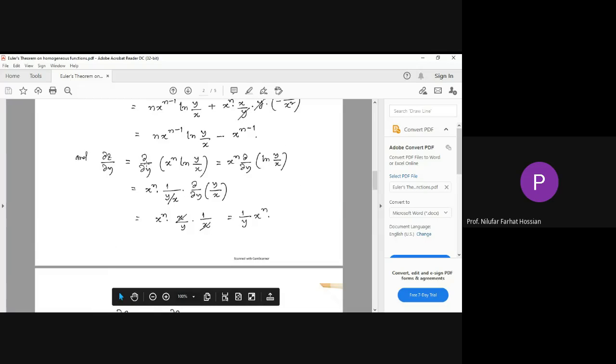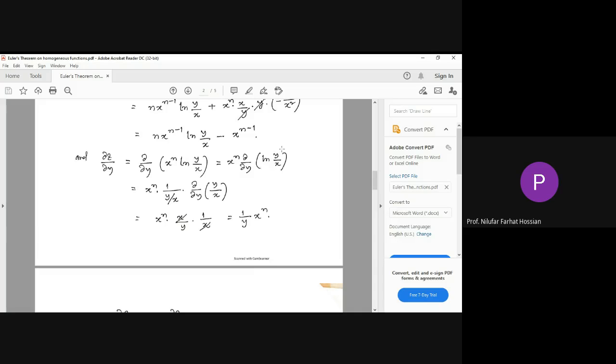So it will be del y of this function. Here you see the first factor does not contain any y. So this x to the power n can be considered as a constant coefficient. So it will be x to the power n into del y of ln of y by x. So here this is the partial derivative with respect to y. So this whole thing y over x should be considered as y. And the derivative of ln of y is 1 over y. That means 1 by y by x.